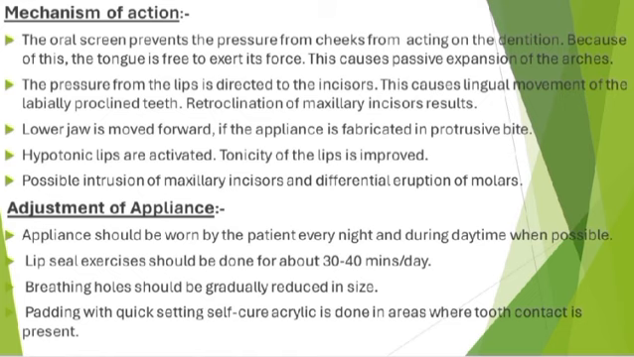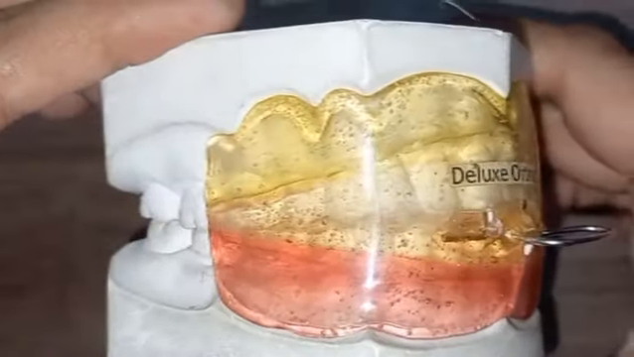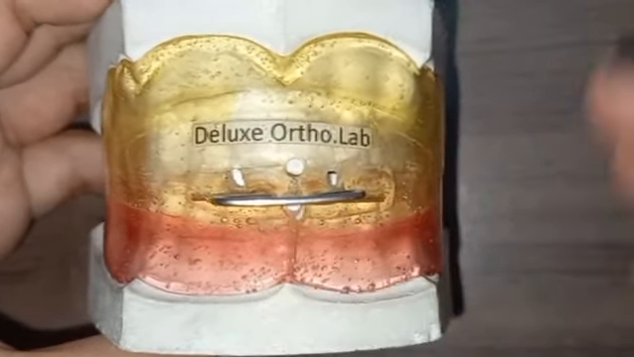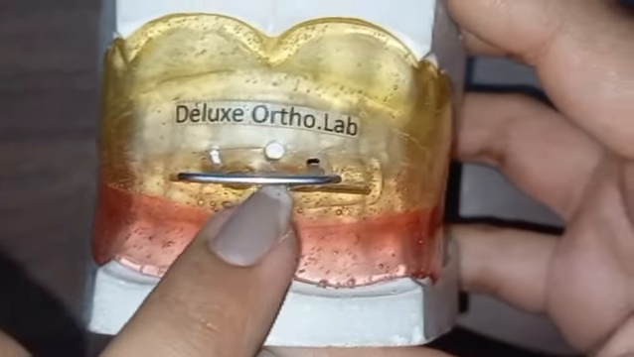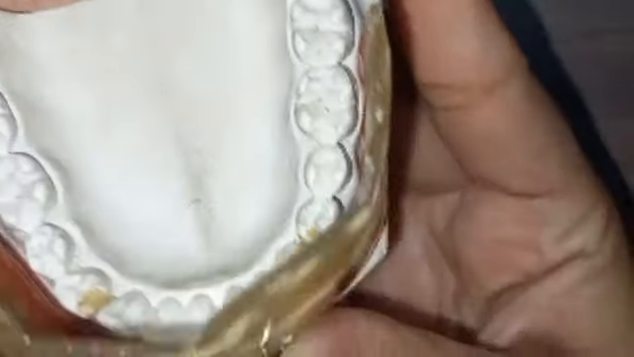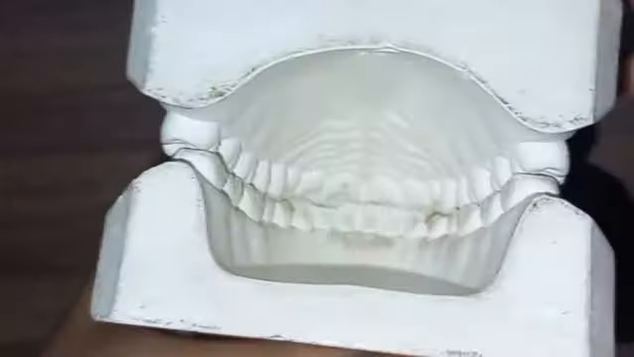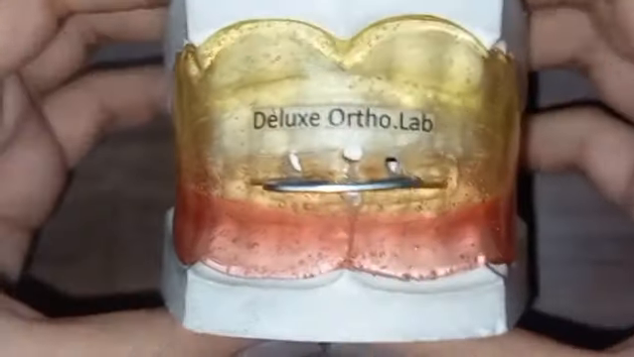Adjustment of oral screen appliance. The appliance should be worn by the patient every night and during daytime when possible. Lip seal exercises should be done for about 30 to 40 minutes per day. Breathing holes should be gradually reduced in size. Padding with quick setting self-cure acrylic is done in areas where tooth contact is present.